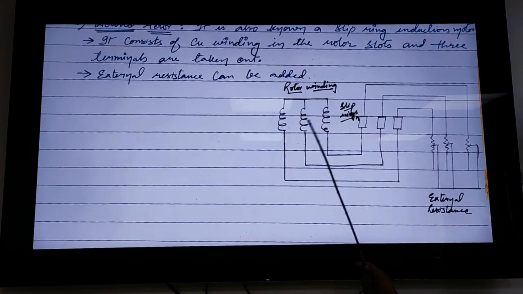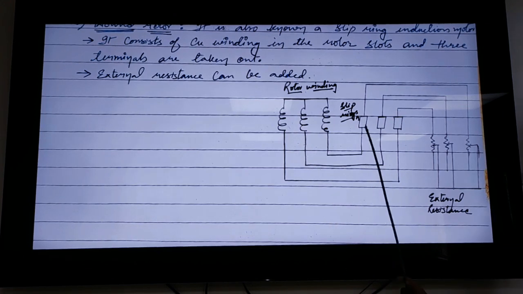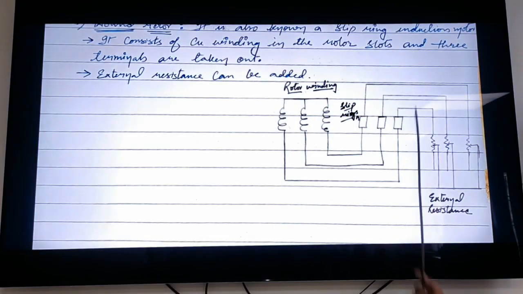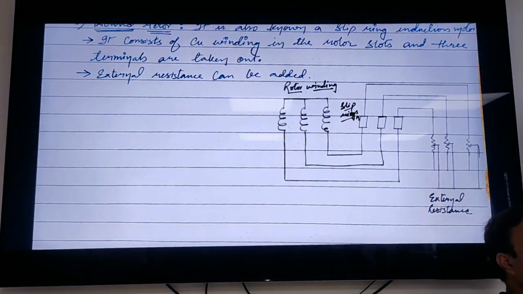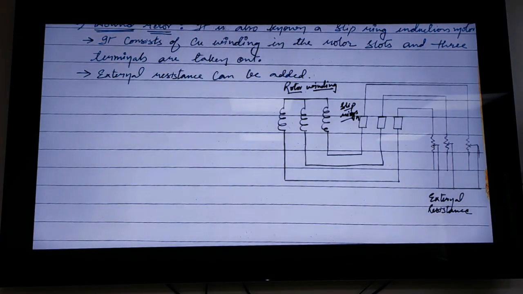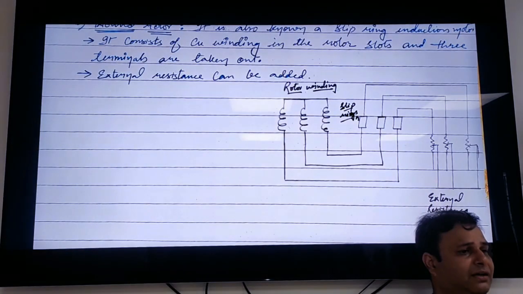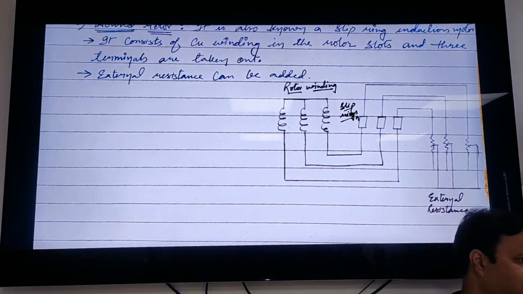So these are the 3 rotor windings. These windings are taken out with the help of slip rings, because this is on the rotor side, which will rotate. We need 3 stationary contacts out of the rotating one, so we use 3 slip rings and 3 connections are taken. Over here, we can add or subtract resistance in the rotor circuit.